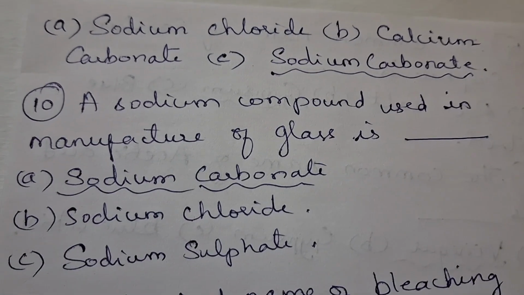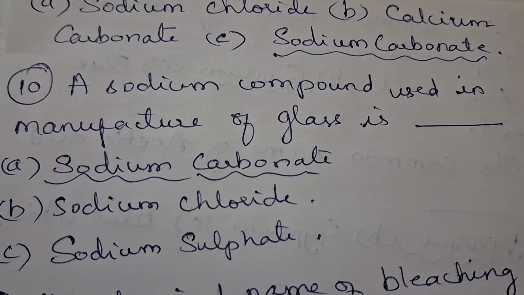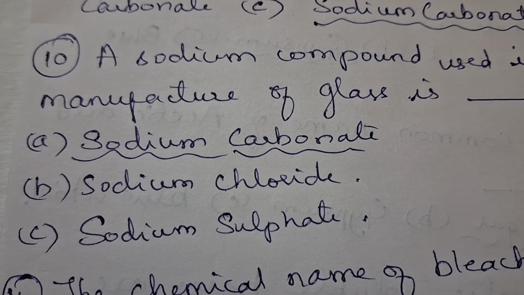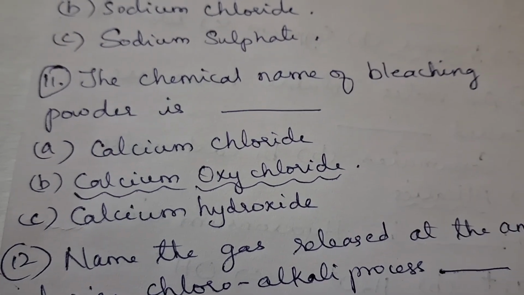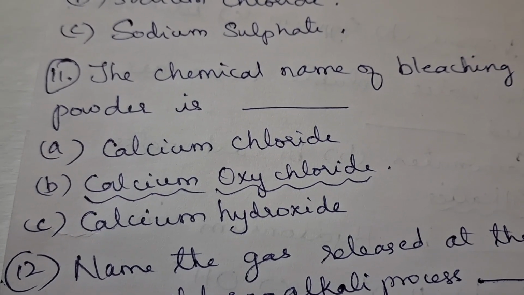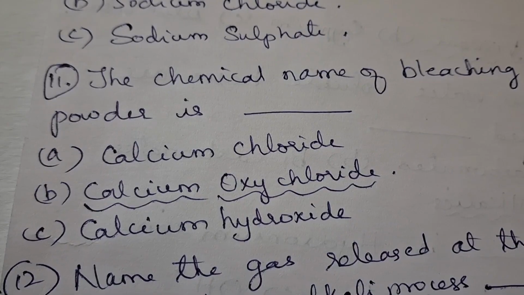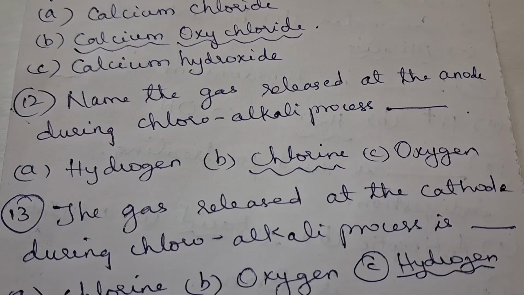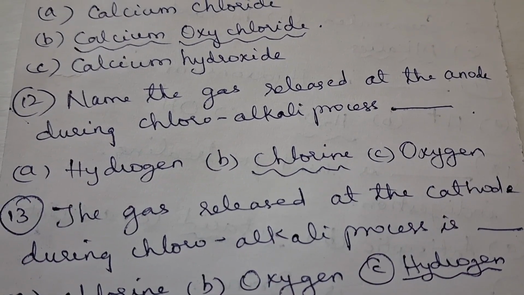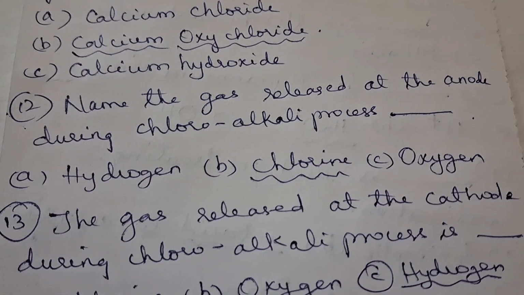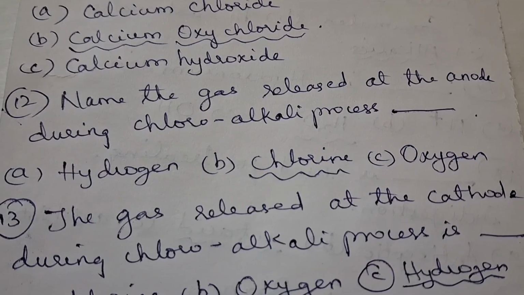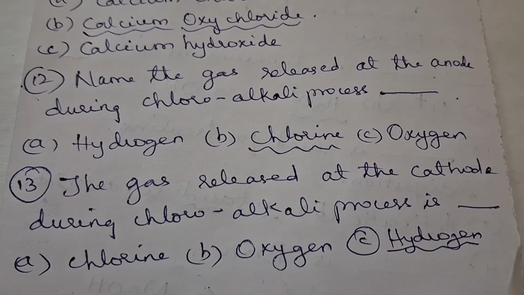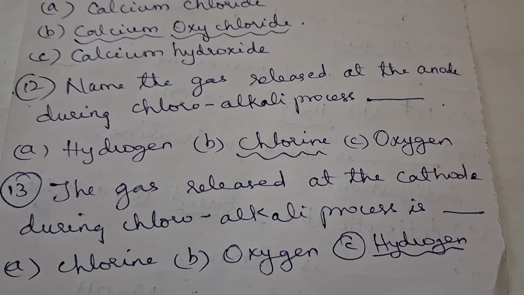A sodium compound used in the manufacture of glass is dash: sodium carbonate, sodium chloride or sodium sulfate. It is sodium carbonate. The chemical name of bleaching powder is dash. The options are calcium chloride, calcium oxychloride, calcium hydroxide. So the answer is calcium oxychloride. Name the gas released at the anode during the chloralkali process: hydrogen, chlorine or oxygen. So the answer is chlorine. The gas released at the cathode during the chloralkali process is chlorine, oxygen or hydrogen. So the answer is hydrogen.